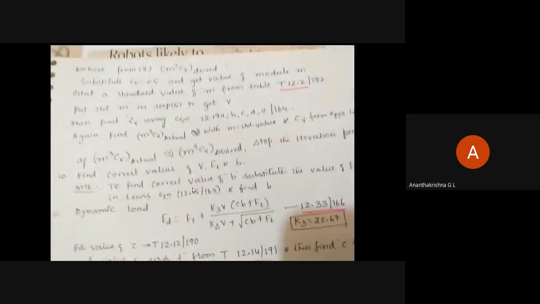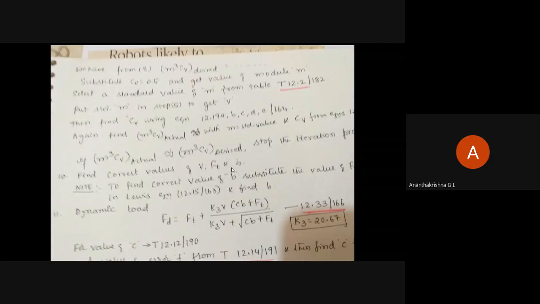After that, initially we assume Cv to be equal to 0.5. Then m cube Cv desired will have a value. Find out m. Take the standard value of module from table 12.2. For that standard value of module, find out velocity, and in turn from velocity you find out Cv. Standard module multiplied by the actual Cv that you get from velocity will give you m cube Cv actual. It should be slightly greater than m cube Cv desired. Then finalize with the velocity, tangential tooth load and the face width. Face width is to be calculated from the Lewis equation.